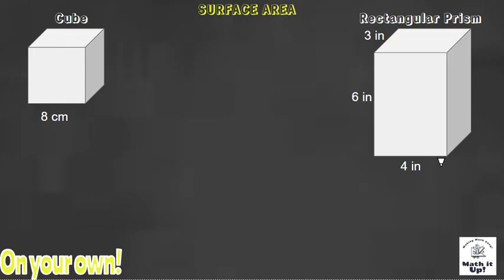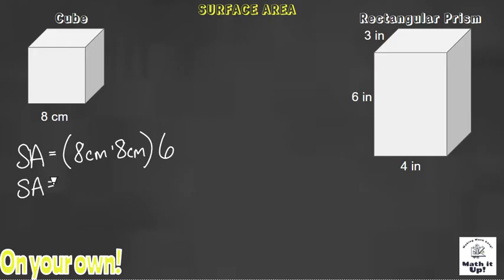Okay, welcome back. Hopefully you have these 2 problems finished now, and we can go ahead and check and correct our work. So we'll begin with our cube. And again, the surface area of our cube is going to be length times width. So 8 centimeters times 8 centimeters. That would give me the area of one side. And of course, I have 6 sides, so we would be multiplying that by 6. 8 times 8 is 64, and centimeters times centimeters is centimeters squared.